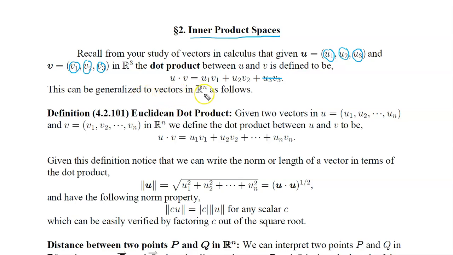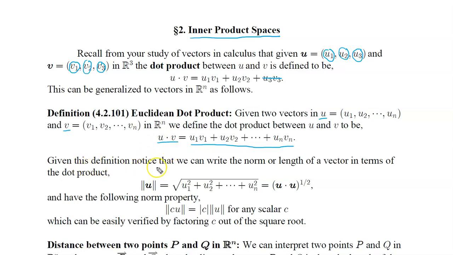Now this can be generalized to vectors in Rn like this. If we're given two vectors u and v in Rn, we just generalize this very easily to be u1 times v1 plus u2 times v2 plus dot dot dot plus un times vn. So this number that we get would be u dot v.